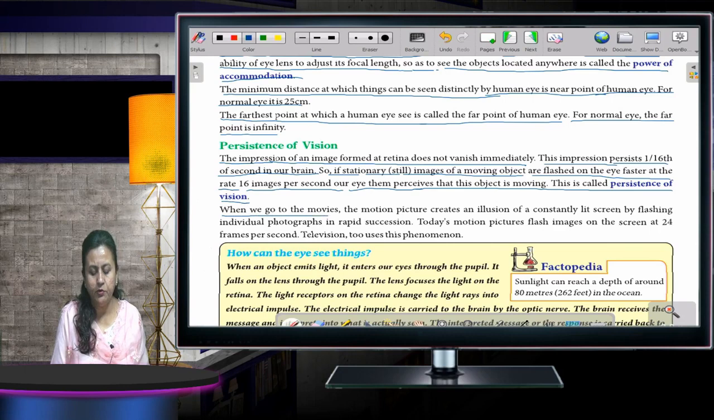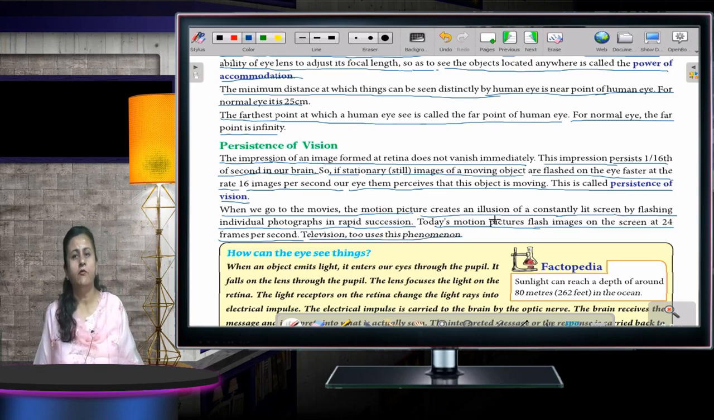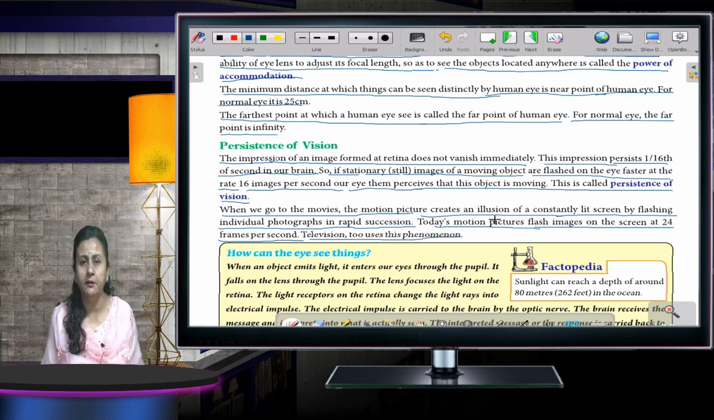When we go to the movies, motion pictures create an illusion of a constantly lit screen by flashing individual photographs in rapid succession. Today's motion pictures flash images on the screen at 24 frames per second. Televisions too use this phenomenon. Why are we able to see the images moving? Due to the persistence of vision.